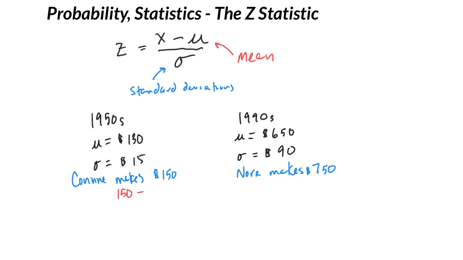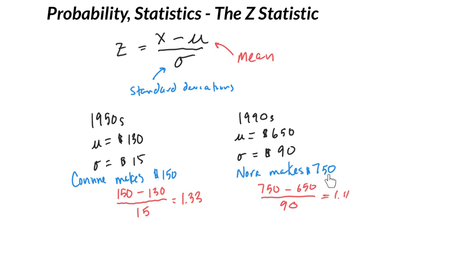150 minus 130, so just how different is it, divided by 15. And that is 1.3 repeating, or I'll just say 1.33. Now for Nora, she made 750 minus 650 divided by 90. And this is 1.11.